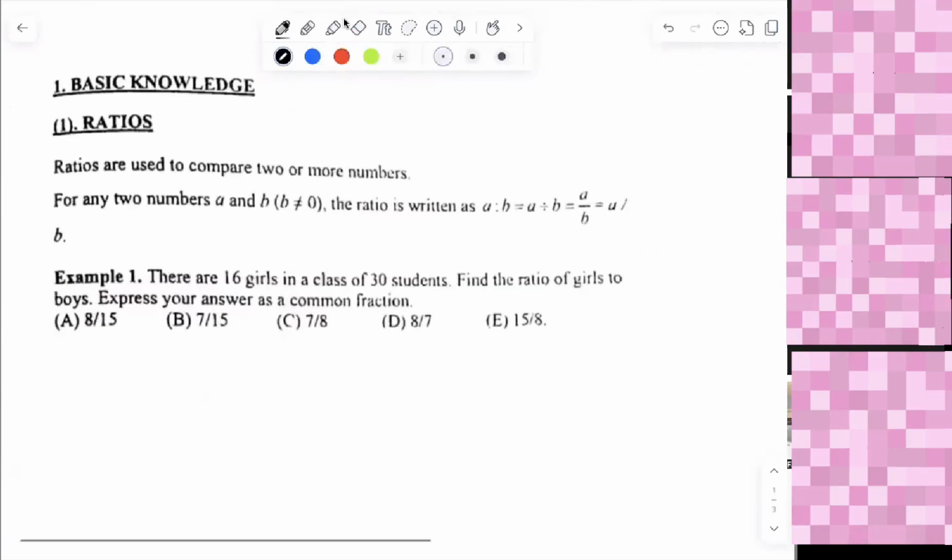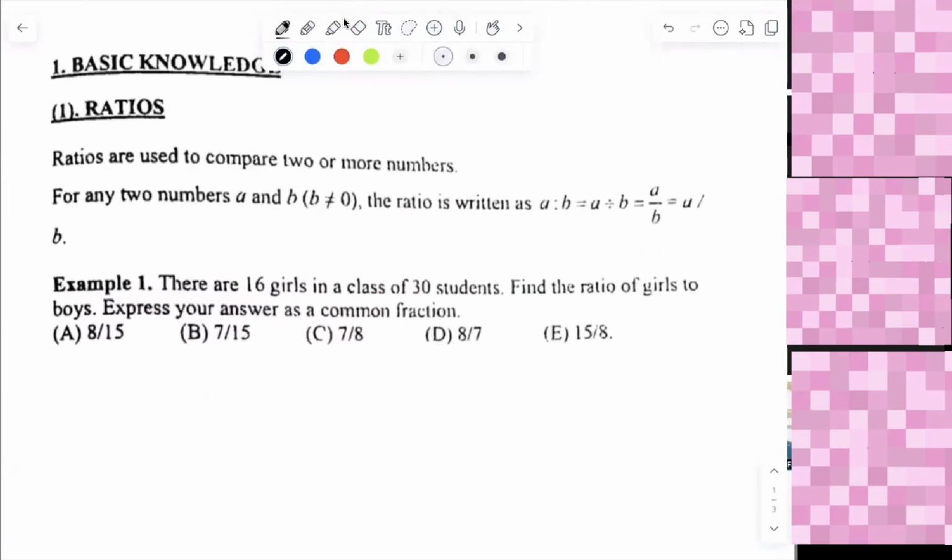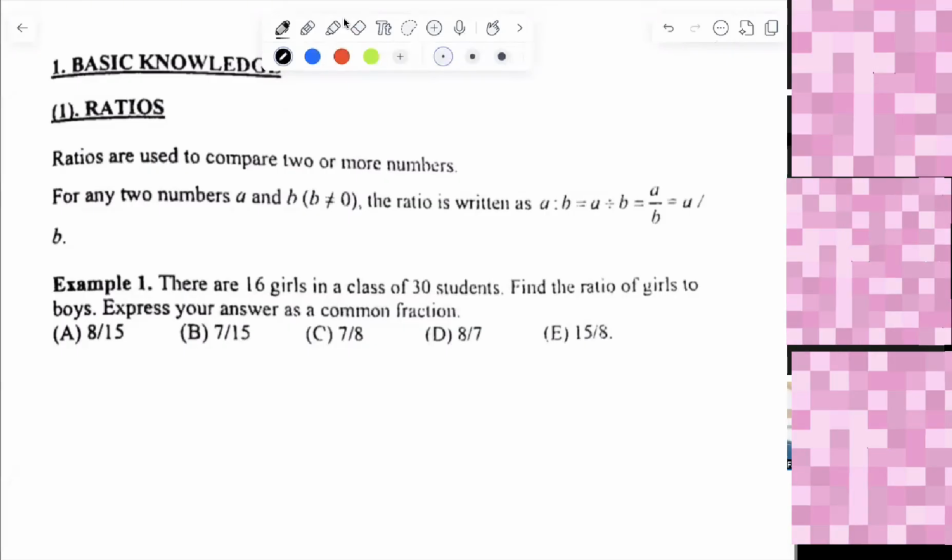Now let's move on to ratios. Ratios are used to compare two or more numbers. For any two numbers A and B, where B is not equal to 0, the ratio is written as A to B, which is equal to A divided by B, or A slash B. There are 16 girls in a class of 30 students. Find the ratio of girls to boys. Express your answer as a common fraction. Tell your answer to the chat in 5 minutes, please.